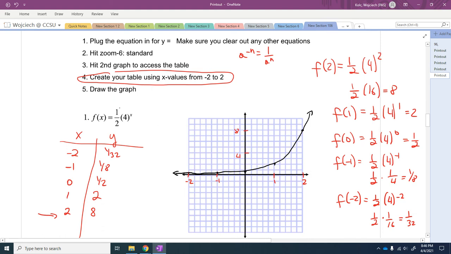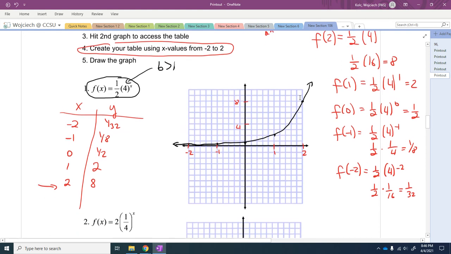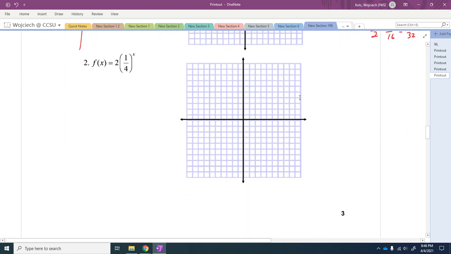Just to summarize this problem, this was called an exponential growth because b was bigger than 1, and the function is increasing from left to right. So finally, I would like to present one example where we have an exponential decay. And how do I know it's decay? Because b is less than 1 but bigger than 0.